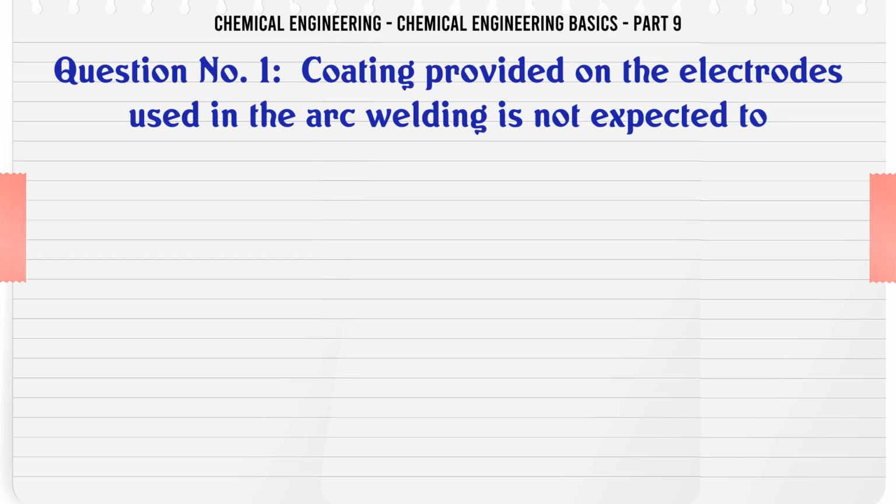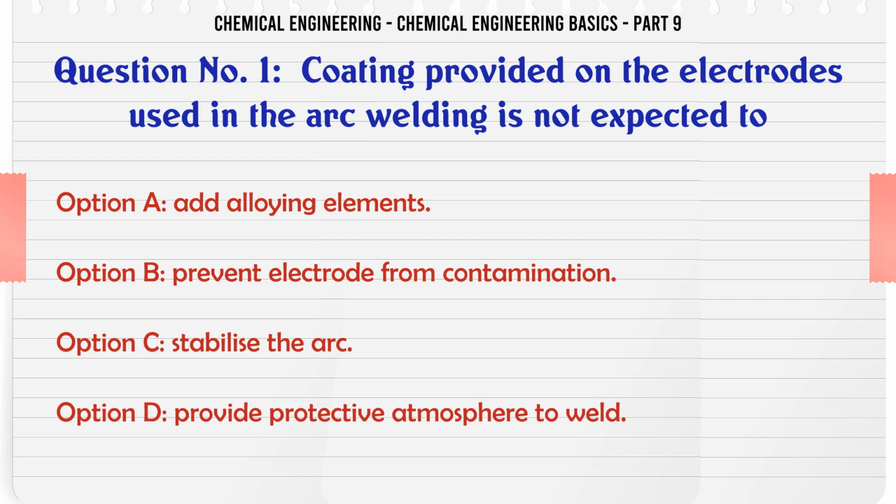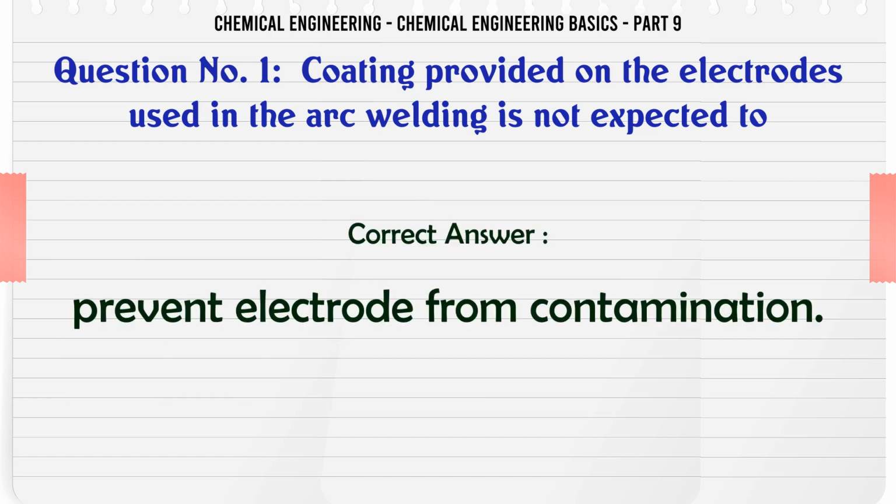Coating provided on the electrodes used in arc welding is not expected to: a. Add alloying elements, b. Prevent electrode from contamination, c. Stabilize the arc, d. Provide protective atmosphere to weld. The correct answer is prevent electrode from contamination.